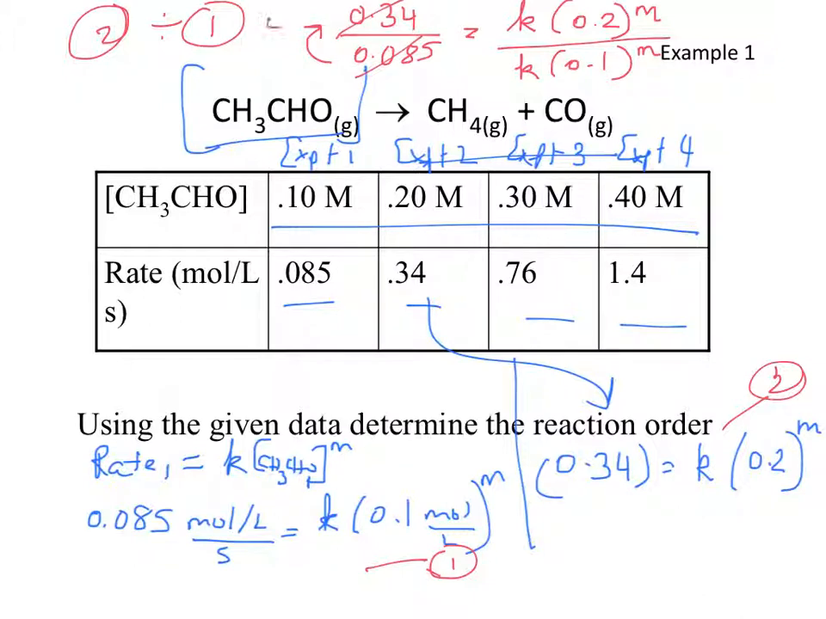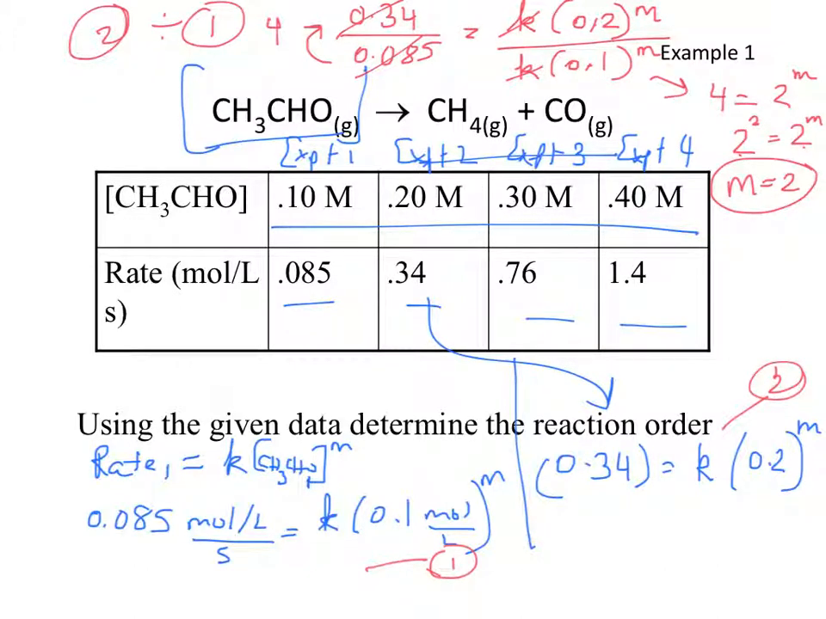This is 4 fold. So k and k cancel. You can say 4 is equal to 2 raised to the power of m, because these are both decimals, so the decimal cancels off. Can I write 4 as 2 squared? If the bases are the same, then the powers must be equal. m comes out to be 2. That means this is a second order reaction.